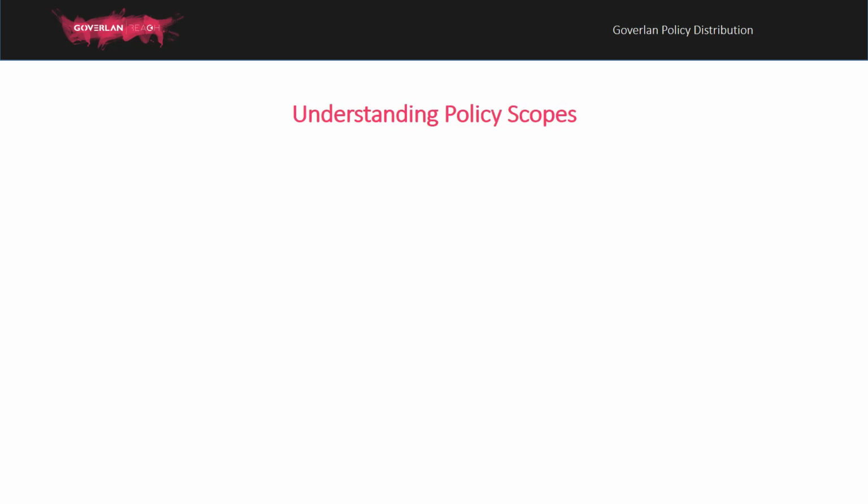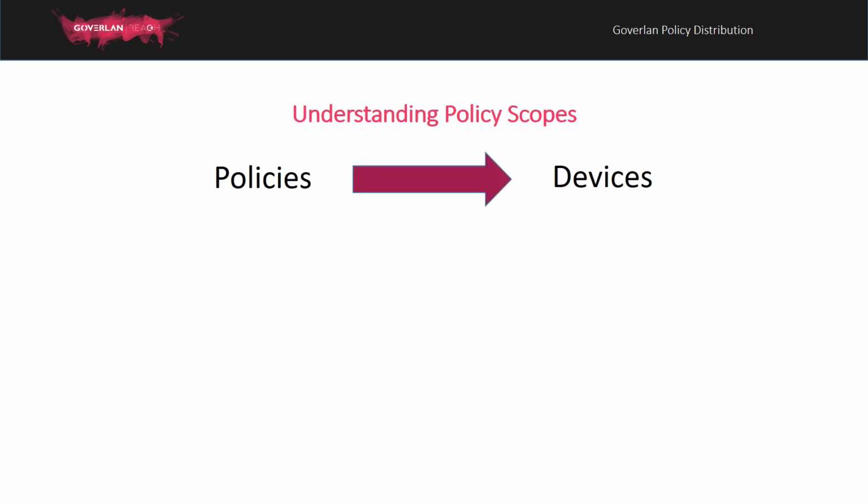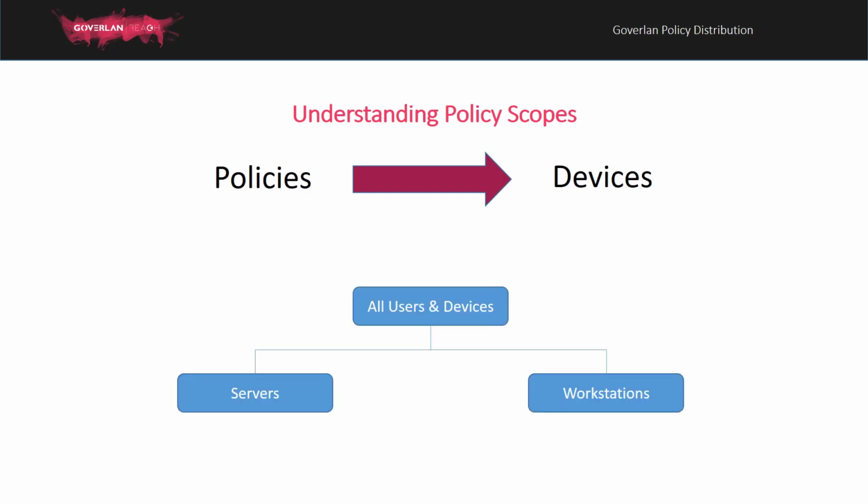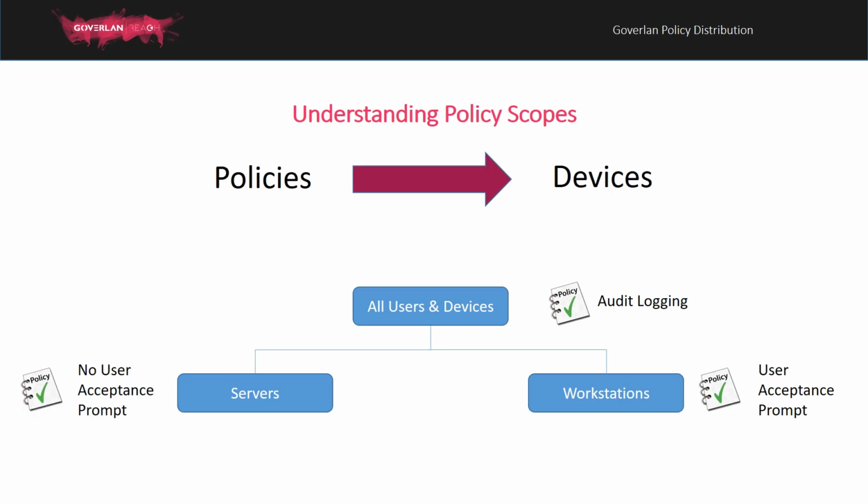Policy scopes allow you to map policies to devices. Policies can then be filtered to apply in specific conditions. For example, your IT compliance policy may dictate that you audit all of your remote control sessions and that a user acceptance prompt must be displayed to all users. However, servers do not require the acceptance prompt.